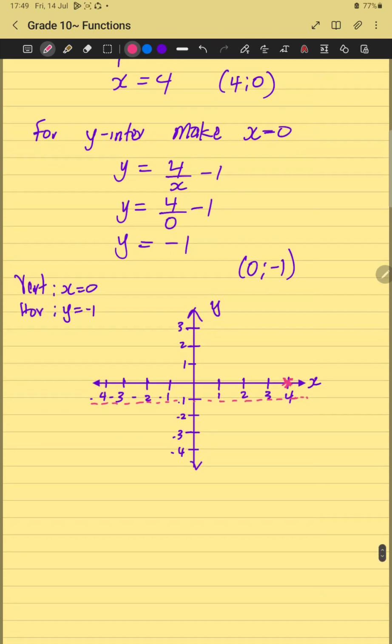Okay, and then we consider the shape. If a is greater than 0, we should take the first quadrant and the third. So we touch that point here, and then we cannot cross or touch the asymptote, so we'll just draw the shape like this one. So this is how you draw the graph. That's a rule, guys: never cross or touch asymptotes.